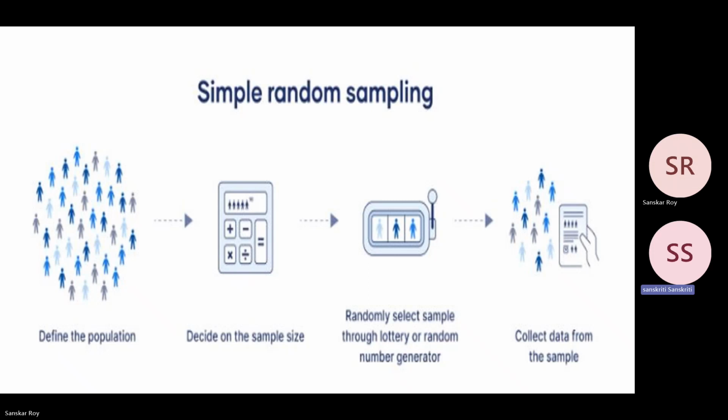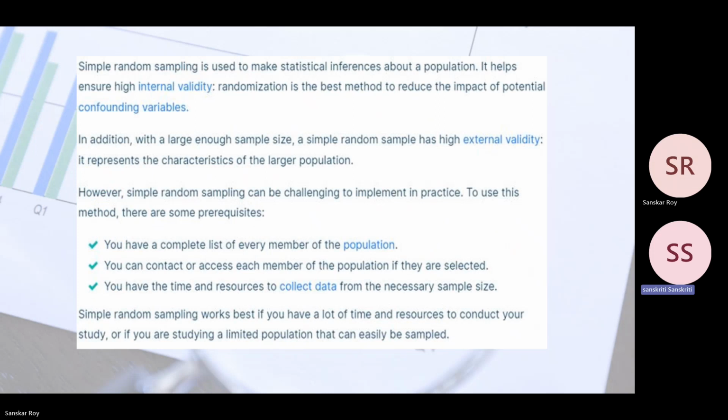So this is a diagram. The first one is the definition of the population. Second is randomly select a sample, then collect data from the sample. I'm going to explain how. Simple random sampling is used to make statistical inferences about the population.